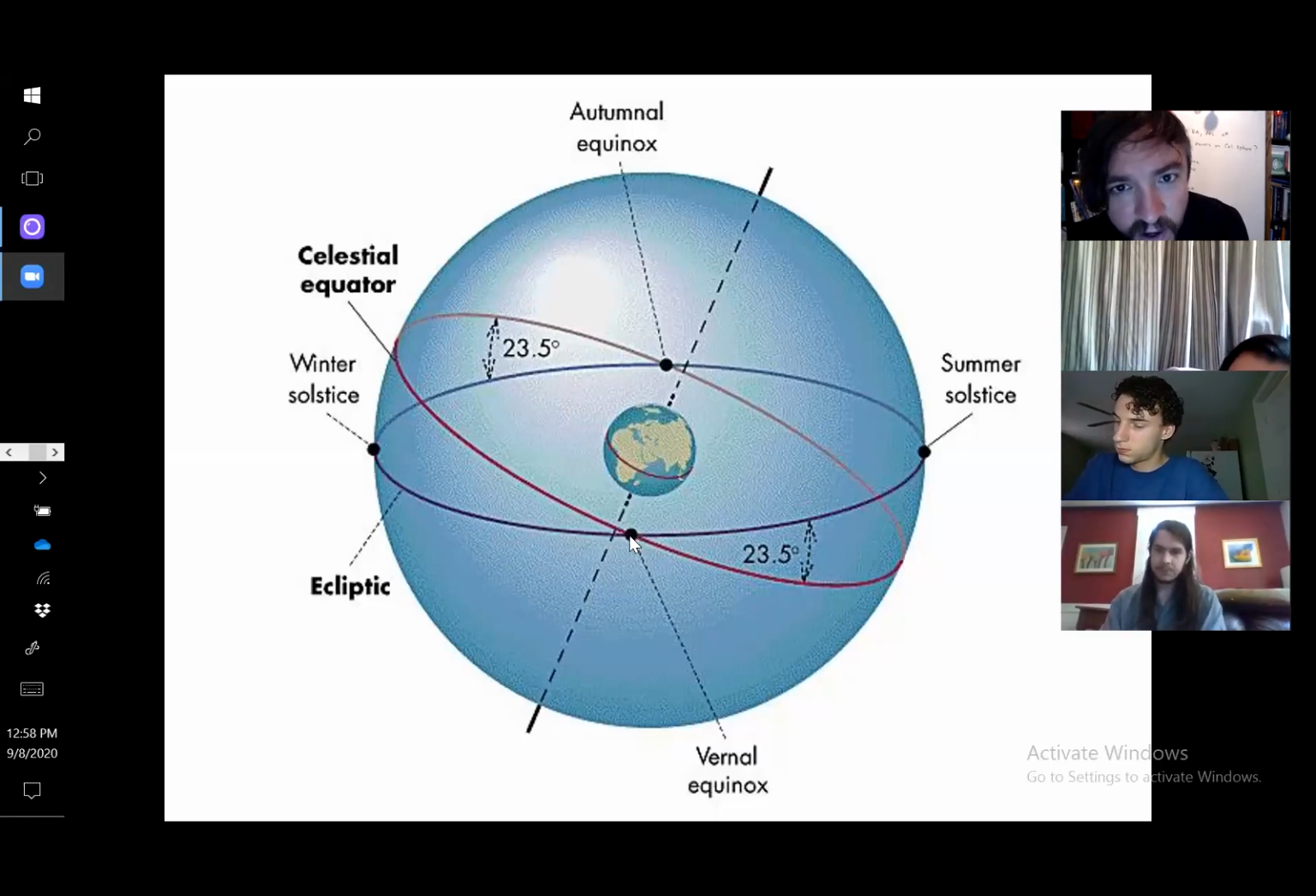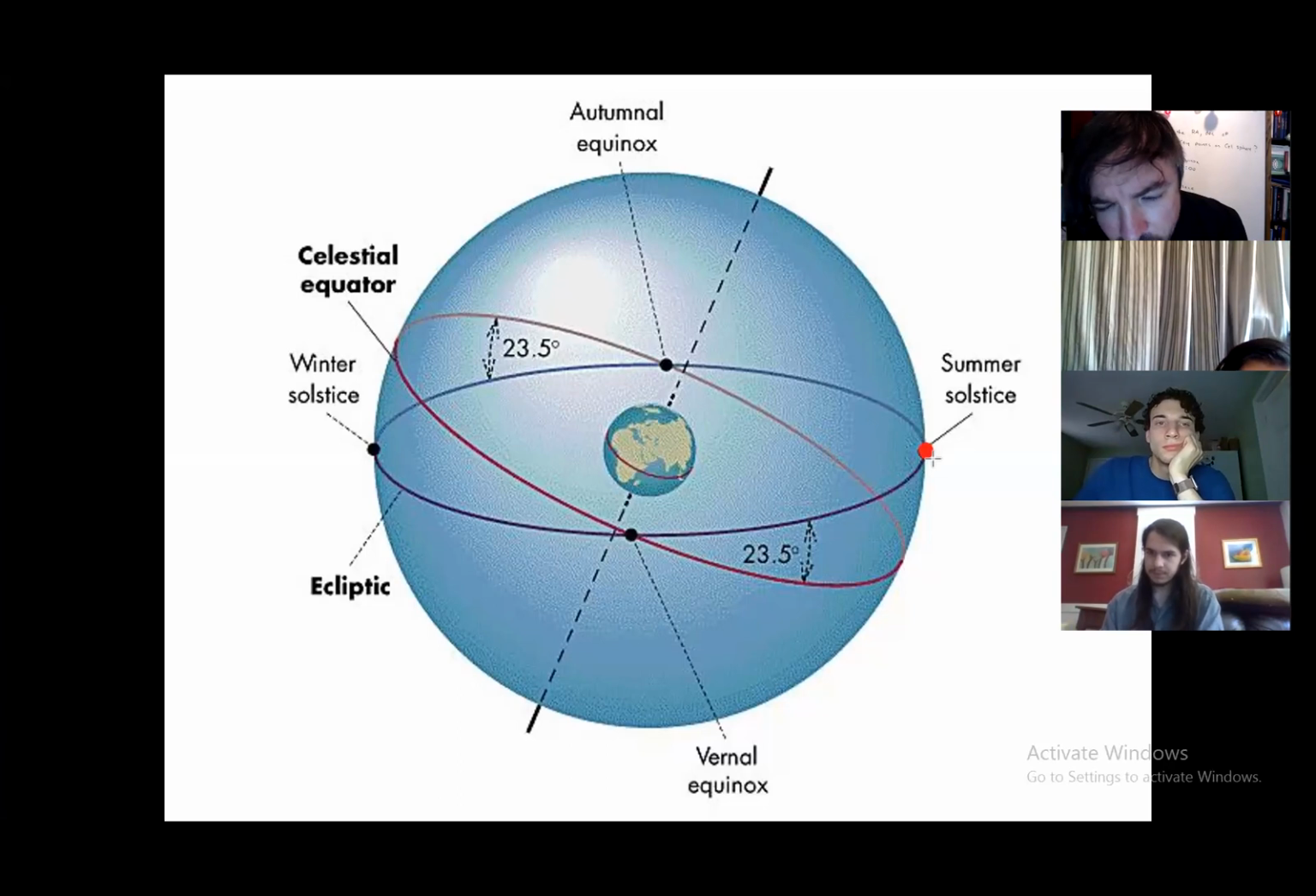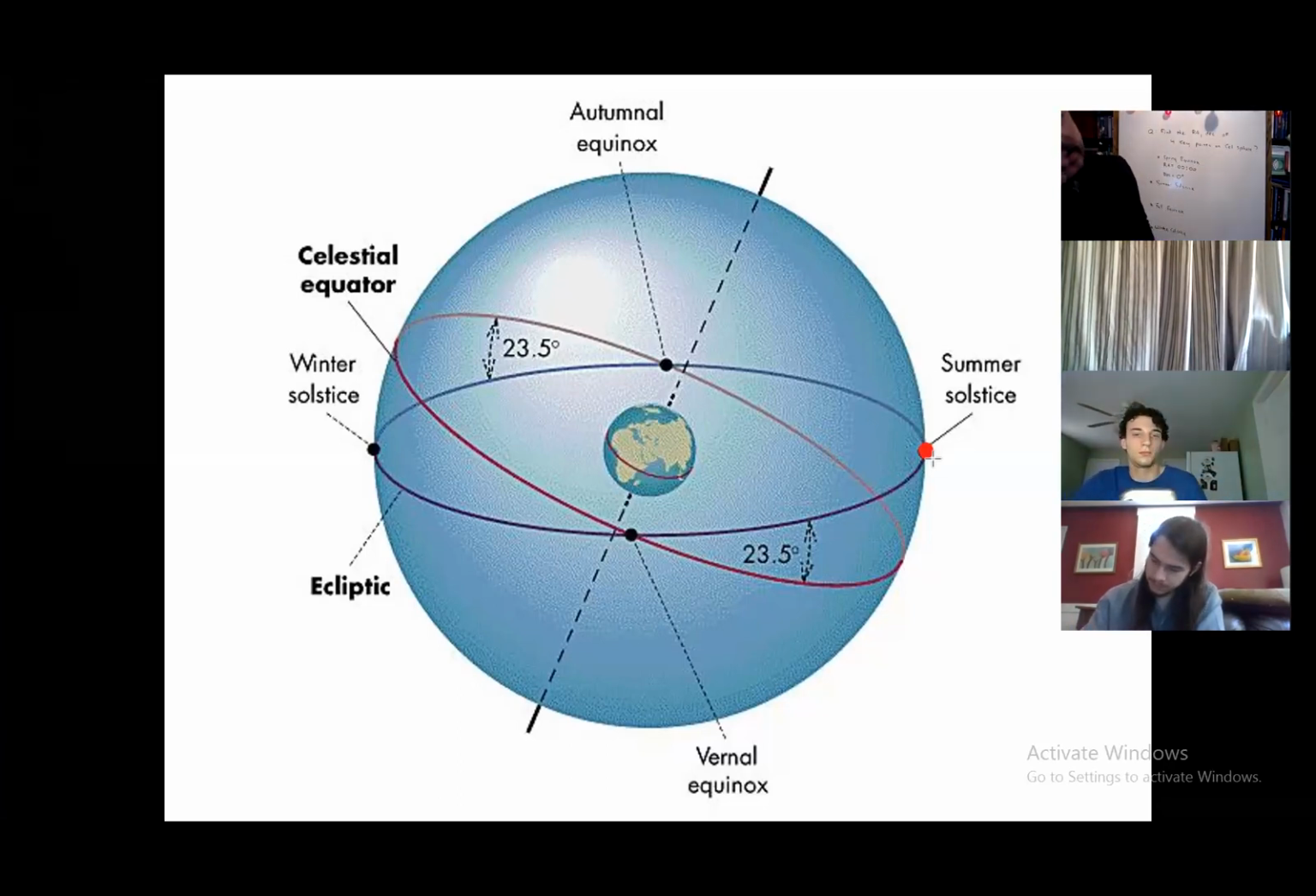Okay, that was the softball. Let's try a harder one. How about this point right here? What would be the dec or the RA of that point? It's okay if you guess wrong. You can shout it out, whatever.